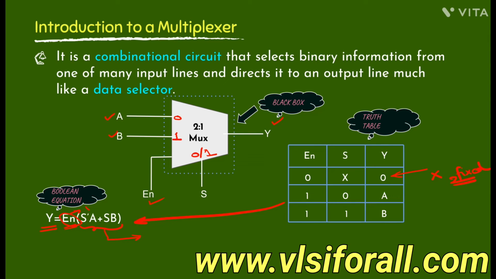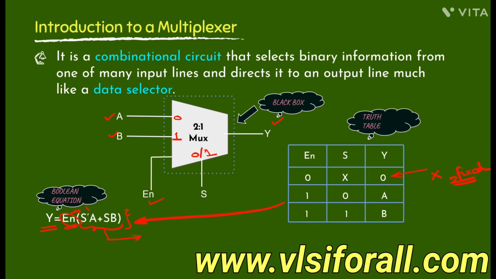Considering the value of S as 0, this S bar depicts 0, and A is the value that you get when S is 0. That means S bar. Also, apart from this, when S is 1, you get a value B. So this is what the Boolean expression says.